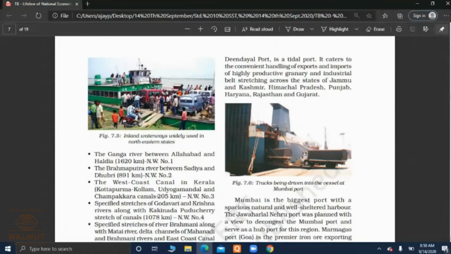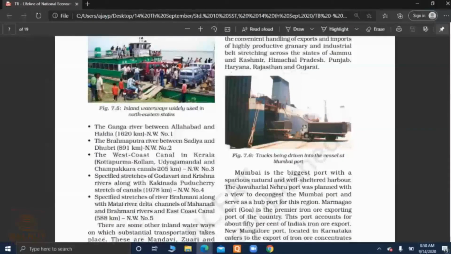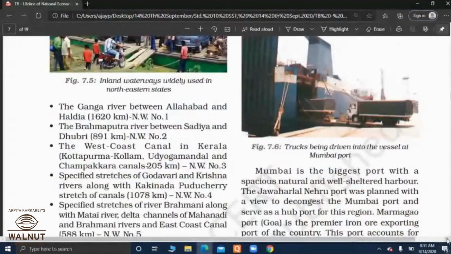They need ports just like airports. The Ganga River between Allahabad and Haldia, that is 1,620 kilometers. That is the first national waterway, national waterway number one. Now for national highways, that is for roadways, we say NH. Here we write NW, that is national waterway number one. So the Ganga River, this is between Allahabad and Haldia.